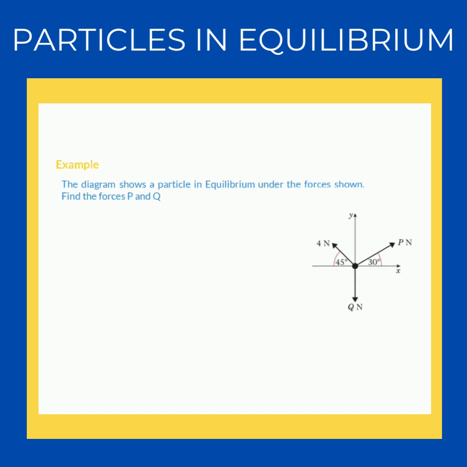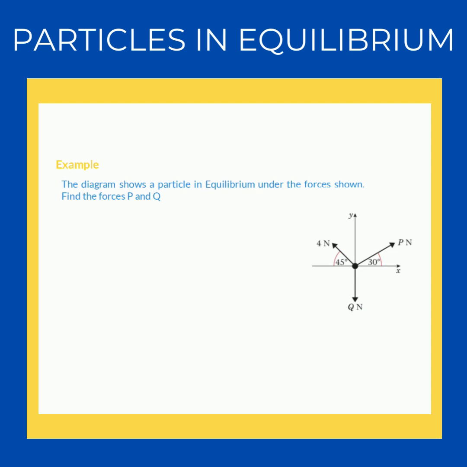In this example, it says the diagram shows a particle in equilibrium under the forces shown. Find the forces P and Q. So I have this particle in black and I have three forces. The first force is P newtons. The second force is Q newtons, and the known force in this question is 4 newtons. So I have three forces, P, Q, and 4 newtons that act on the particle.